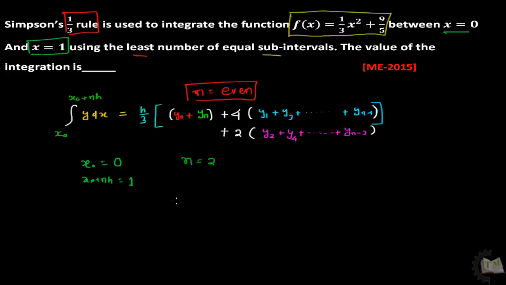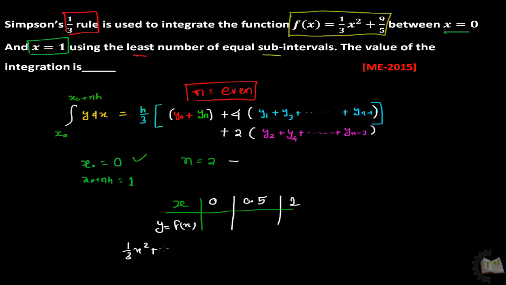Create a table first. This is the value of x. First I will take the lower limit, that is 0, and then we divide into 2 sub-intervals. So the next point will be 0.5 and the next point will be 1. Now it is divided into 2 sub-intervals, each of interval length 0.5. And this will be y, that is f of x, whose value is given as 1/3 x square plus 9/5.